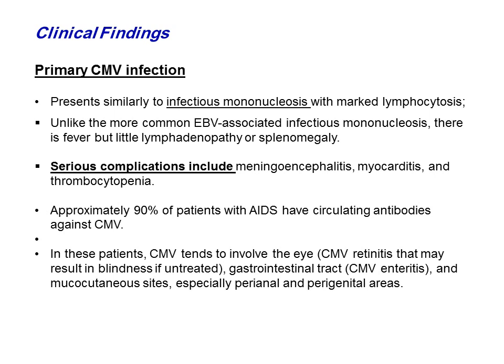Approximately 90% of patients with AIDS have circulating cytomegalovirus antibodies. In these patients, cytomegalovirus tends to involve the eye, the gastrointestinal tract, and mucocutaneous sites, mostly perianal and perigenital.